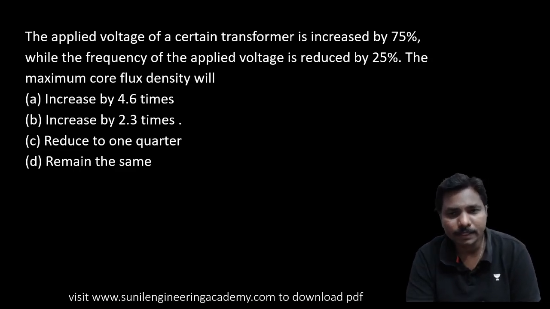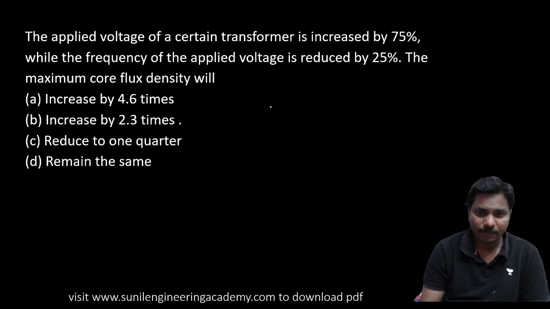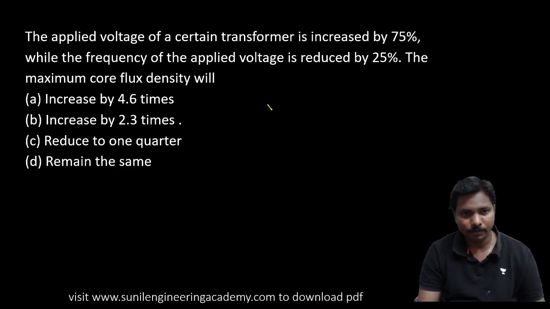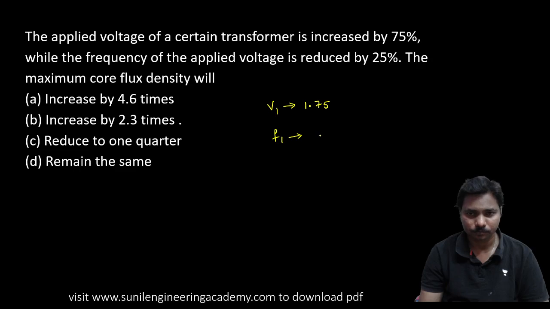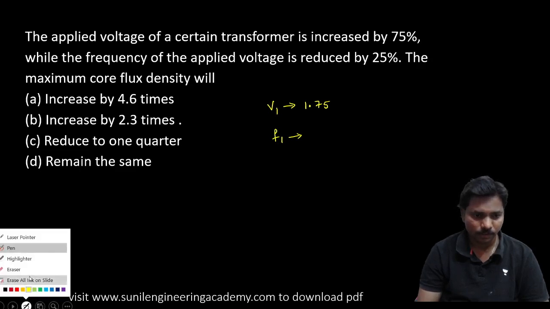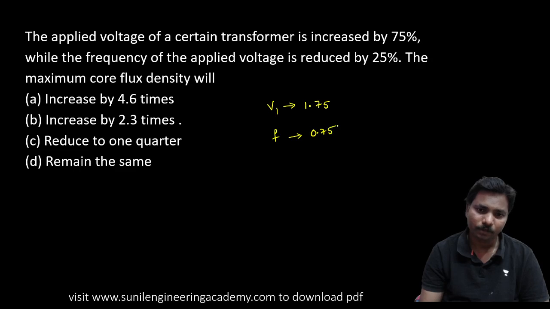The applied voltage of a certain transformer is increased by 75%. So the applied voltage becomes 1.75 times. And frequency is reduced by 25%, so it becomes 0.75. Correct? Then what will be the maximum core flux density?